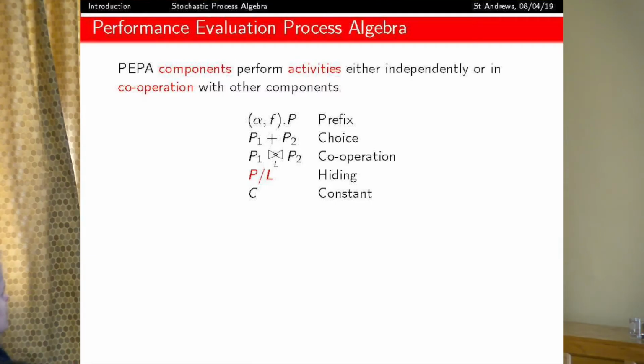We have a notion of hiding, that we might want to make some things not visible. We may not want to cooperate with somebody on a certain action. In that case, we can hide it, and then even if there is a constraint that says that action has to be shared, we can do it on our own because it's no longer visible.